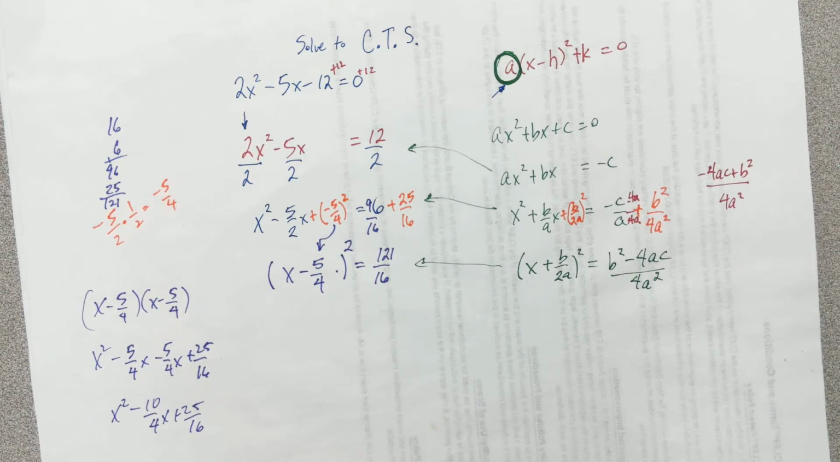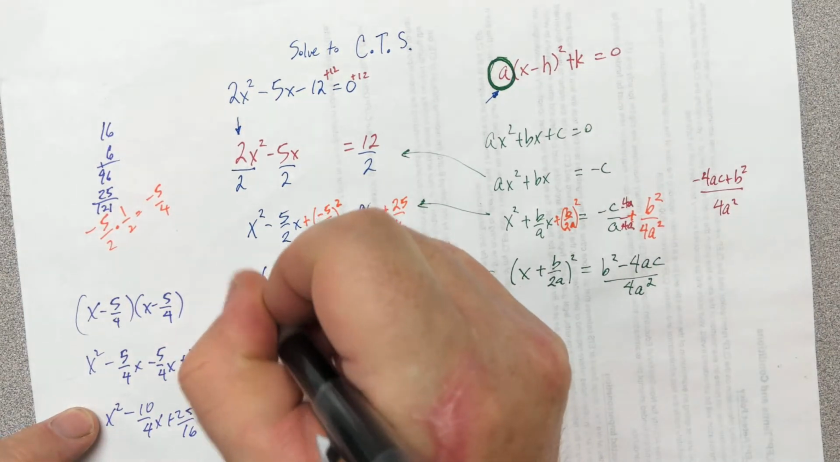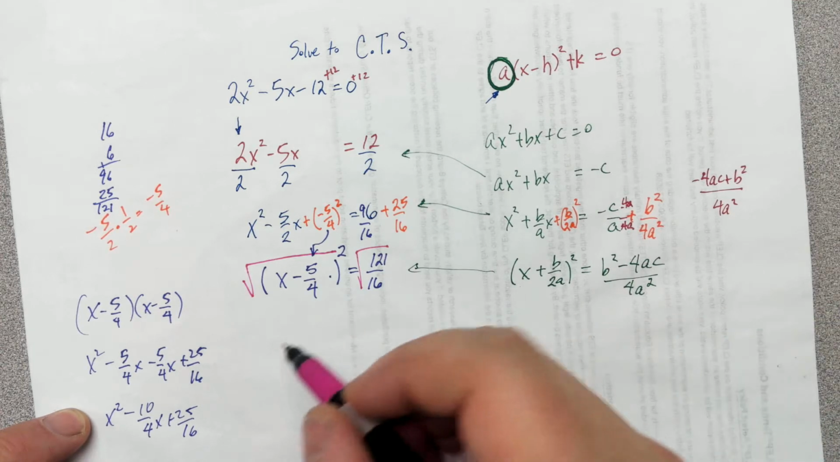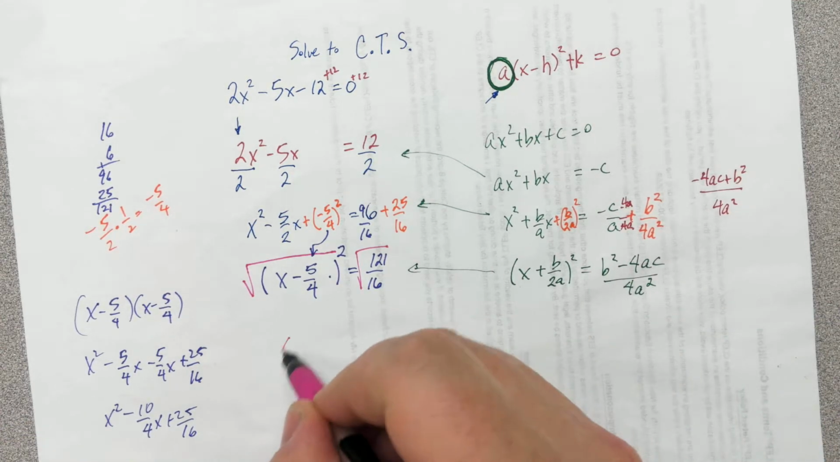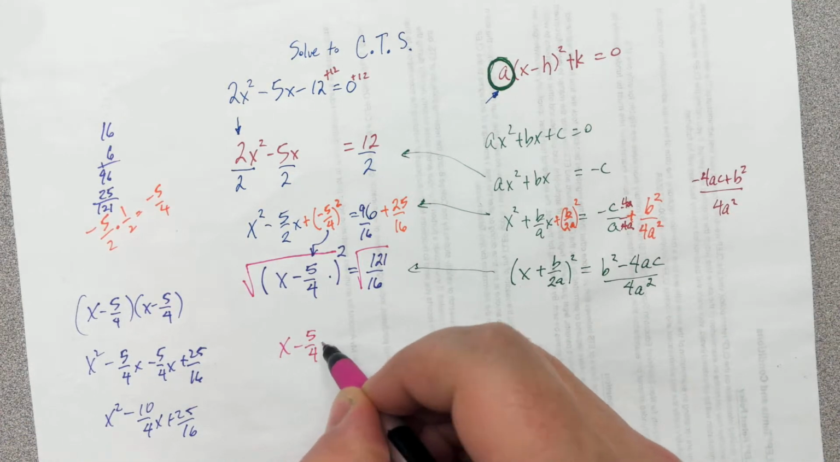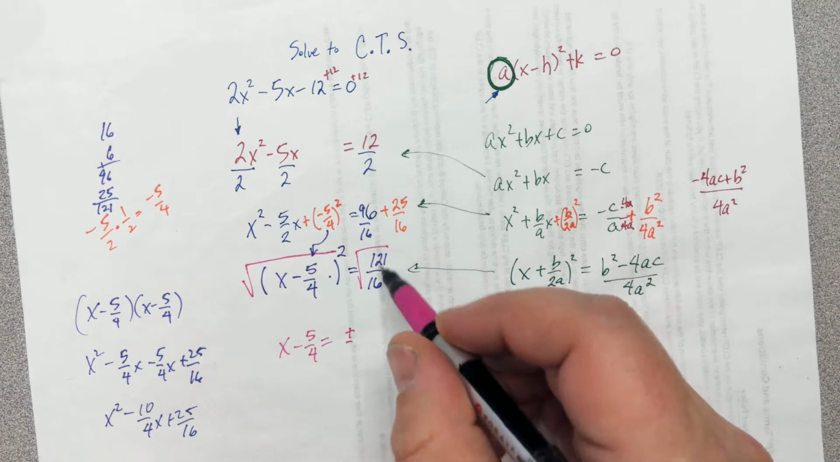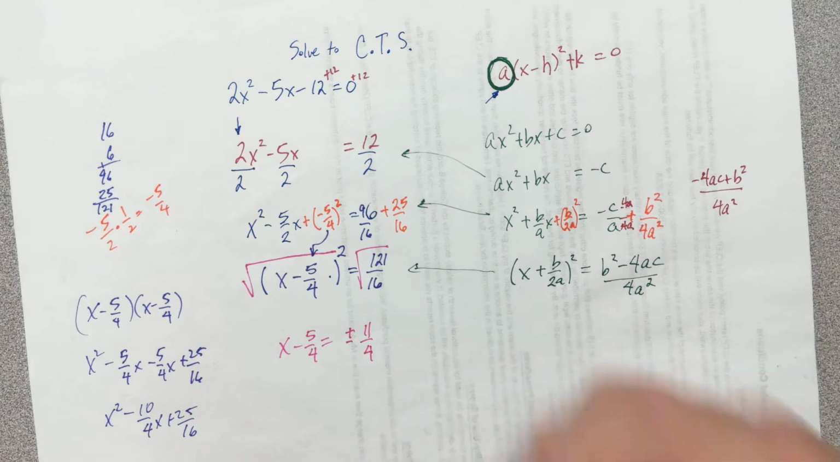So yeah, doesn't that make x equals that? Square root, right? So x minus 5 over 4 equals the square root of this. Isn't that plus or minus 11 over 4? Because the square root of 121 is 11 and the square root of 16 is 4. And remember, there's a plus or minus.